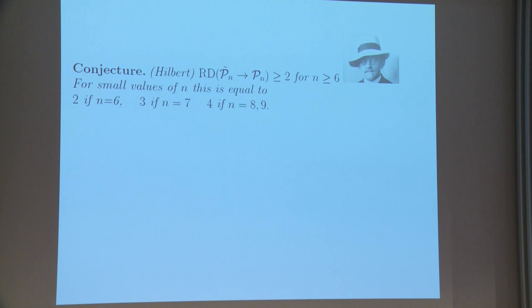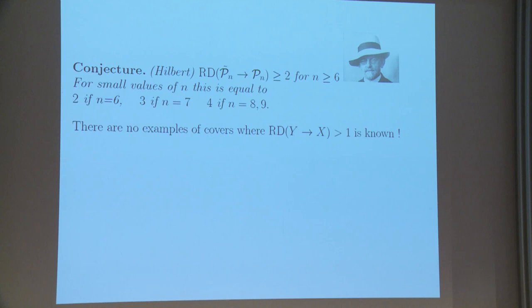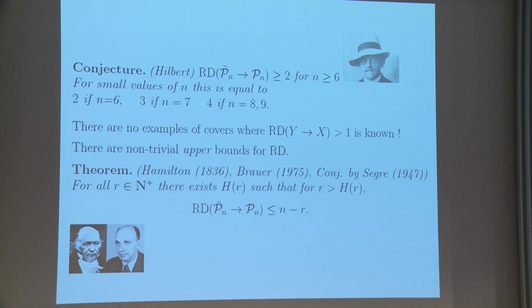And here's a remarkable fact. There are actually no examples of covers where it's proved that the resolvent degree is bigger than 1. So for essential dimension, that's not the case. You can do something for essential dimension. There are non-trivial upper bounds for the resolvent degree. So this is going to be one of those theorems where everything happens backwards.